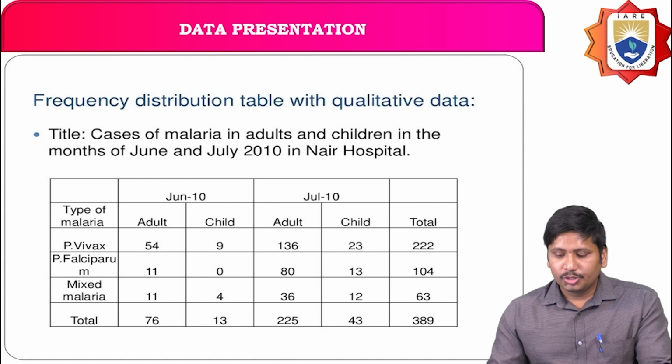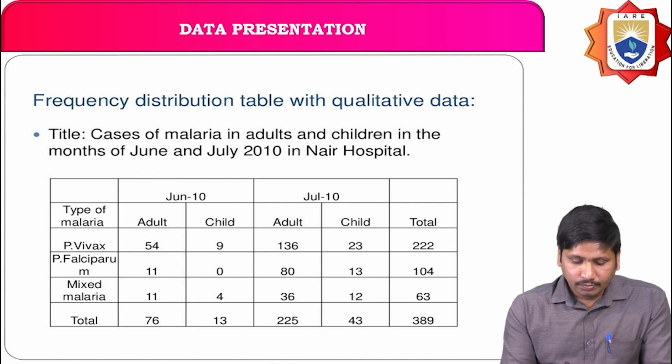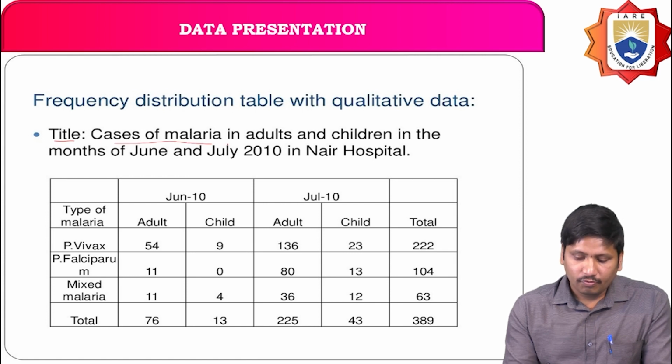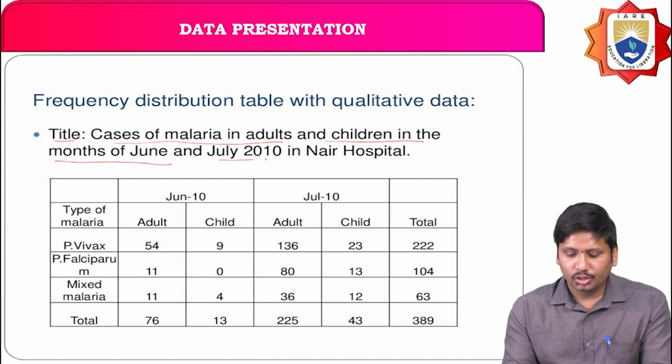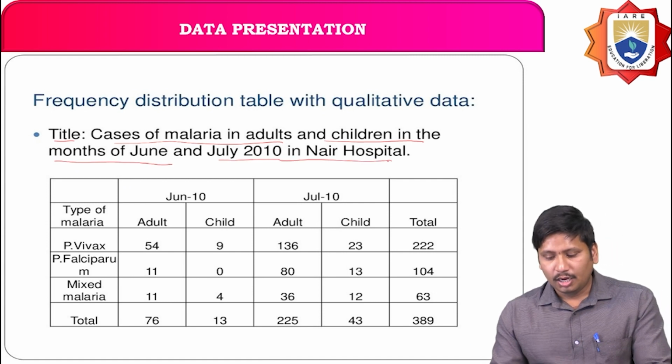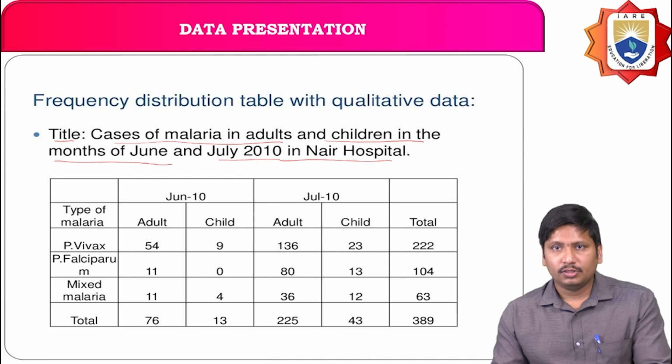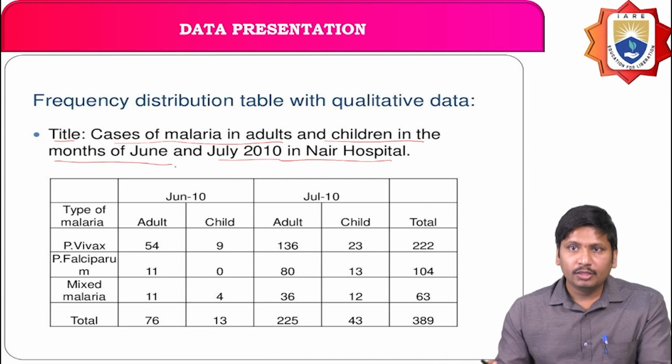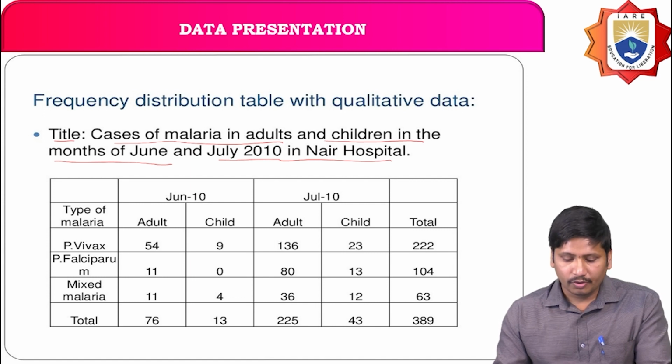And then a frequency distribution table with qualitative data. Here the title is the cases of malaria in adults and children in the months of June and July 2010 in Nair Hospital, which I want to find out. Let me take this example. One disease, malaria. How many adults and how many children are there, only in the months of June and July in Nair Hospital.